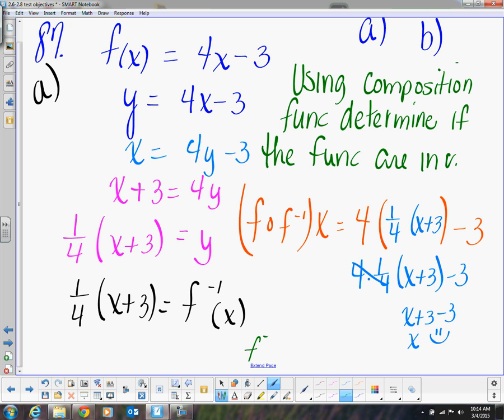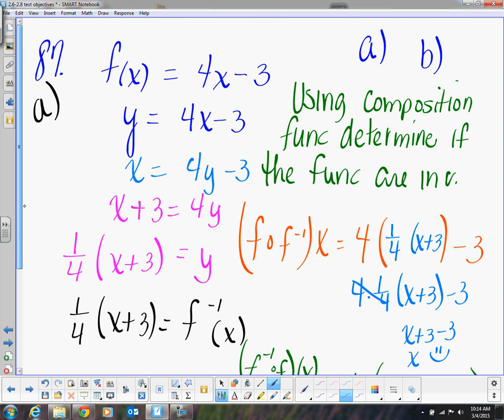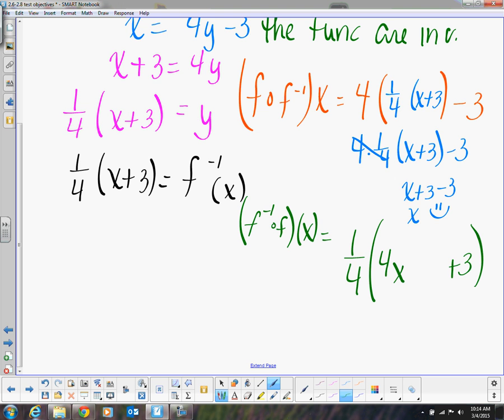Now what else do you have to do? You have to do f inverse of f. So now you're going to take 1/4 times x plus 3, and what are we substituting in its place? What's f? 4x minus 3, and what do the 3's do? What's 1/4 of 4x? x. So you put what you got at first in the original equation, and vice versa. However, I'm not going to run these two together. This will be a standalone question.